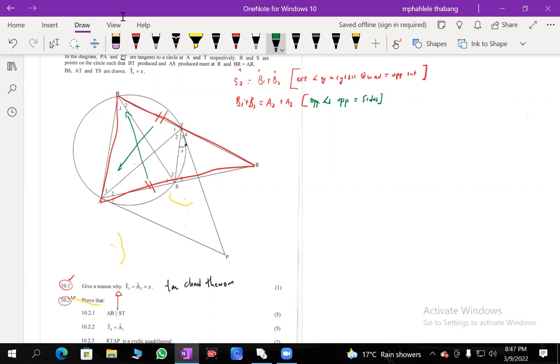So angle B1 plus B2 equals A2 plus A3. Now, therefore, I can conclude that angle S3 is equals to A2 plus A3.